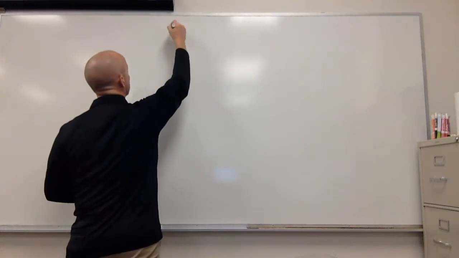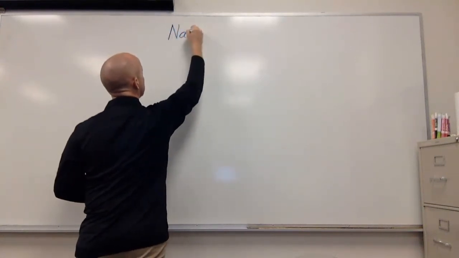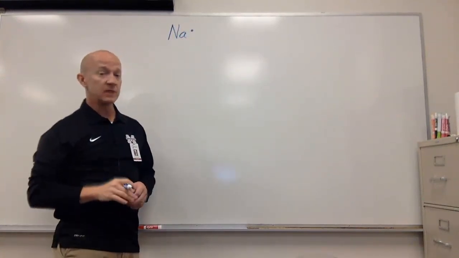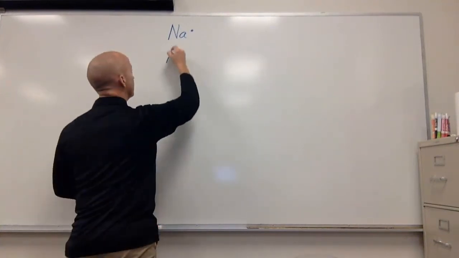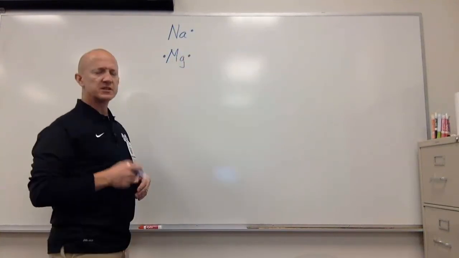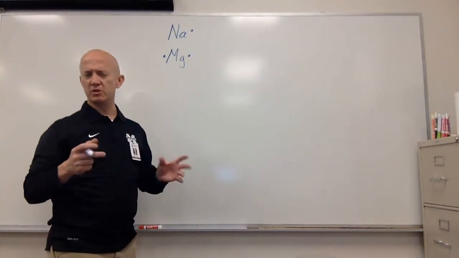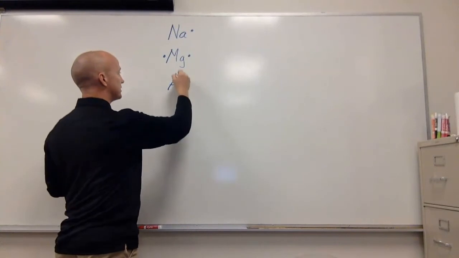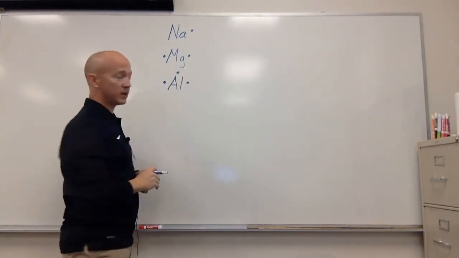For sodium, we would write the symbol for sodium and a dot because sodium has 1 valence electron. It's in group 1. How about magnesium in group 2? We would write magnesium with 2 dots. Incidentally, you can even put the dots together if you want, but generally you don't put more than 2 to a side. How about aluminum? Aluminum has 3 valence electrons. So we could draw it like that.